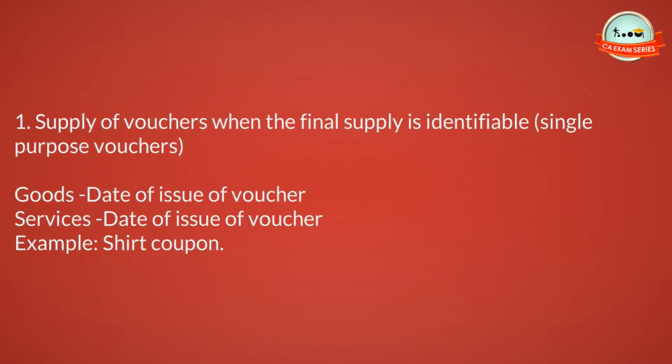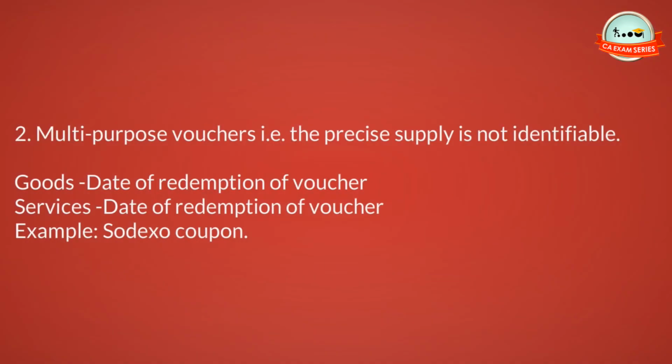1. Supply of vouchers when the final supply is identifiable, single-purpose vouchers. Goods, date of issue of voucher. Services, date of issue of voucher. Example, shirt coupon. 2. Multi-purpose vouchers, that is the precise supply is not identifiable. Goods, date of redemption of voucher. Services, date of redemption of voucher.